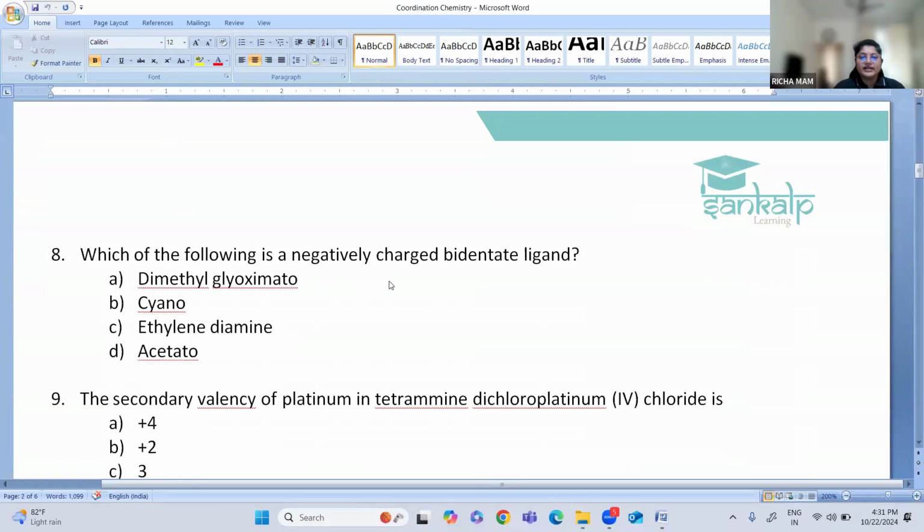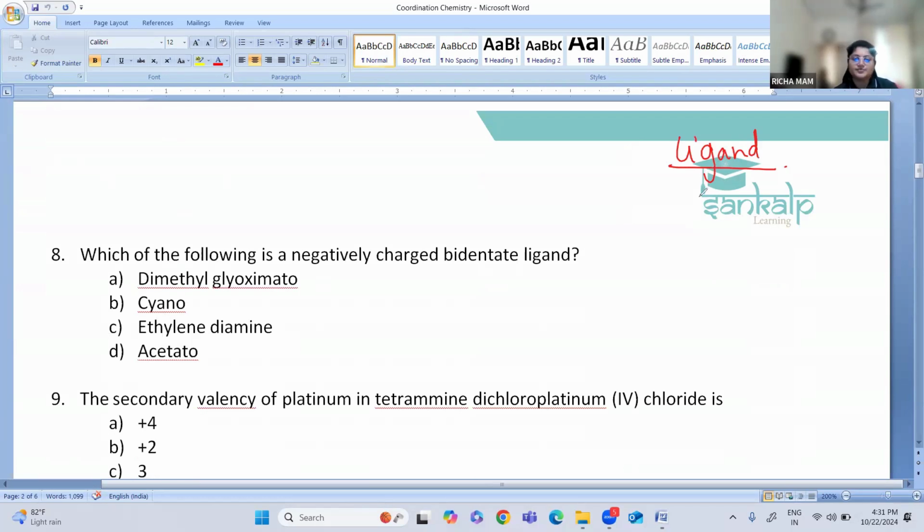Which of the following is a negatively charged bidentate ligand? Now, when we were discussing ligands in the class, we have seen the types of ligand: unidentate, bidentate, and polydentate ligand.